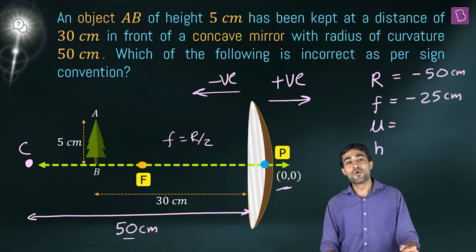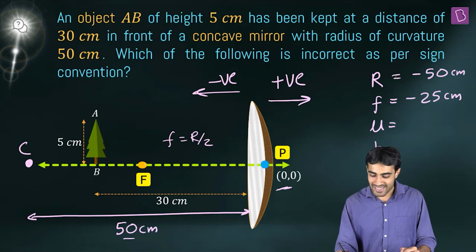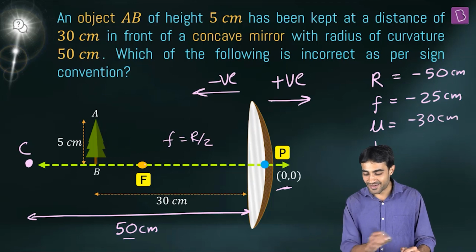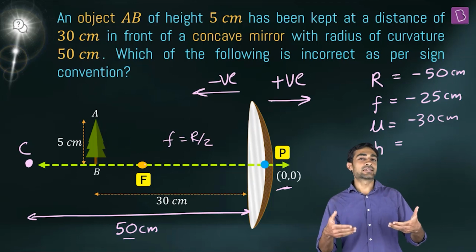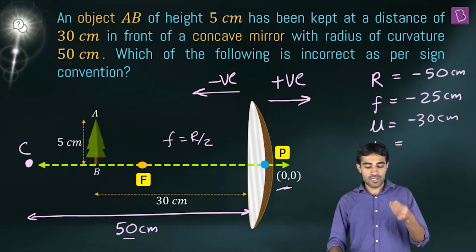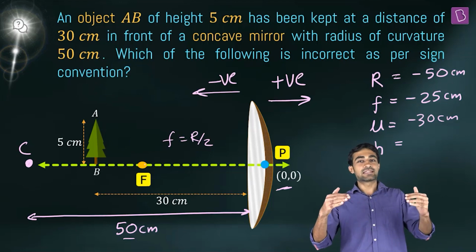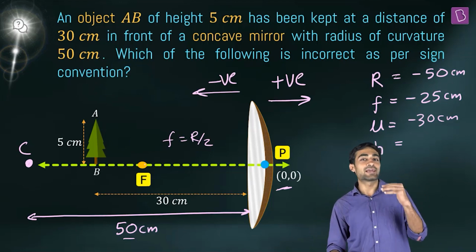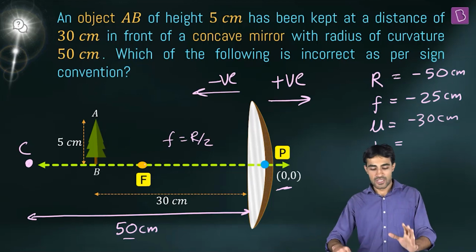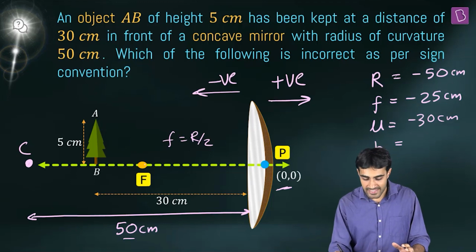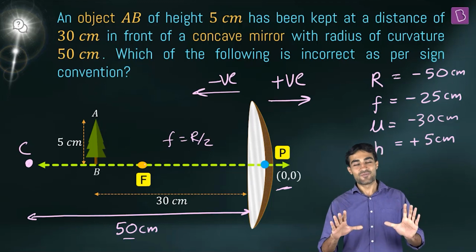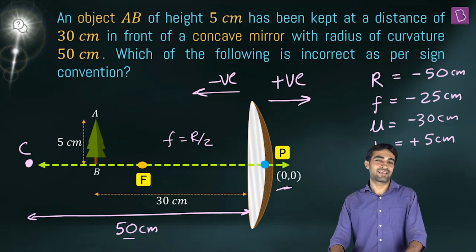And what is U? Object is on negative side. We can see that. So U is minus 30 centimeter. Now comes h. All the distances above the principal axis will be taken as positive. All the distances below the principal axis will be taken as negative. This is another rule. So if we want to write h, the height of the object, we will write it as plus 5 centimeter. We got everything.